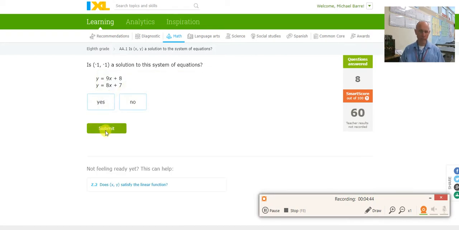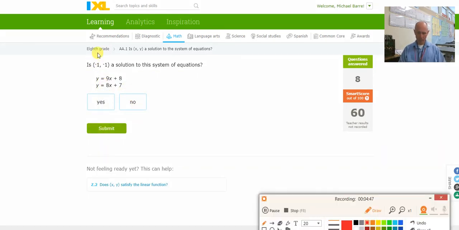Let's try another one. -1, -1. Is it a solution? This is x, this is y, so -1 equals 9 times -1 plus 8. So negative 9 plus 8 is negative 1. That does work. Let's try the next one. Negative 1 equals 8 times negative 1 plus 7. That does work. So it worked in both of them. Is it a solution? Yes, it's a solution.